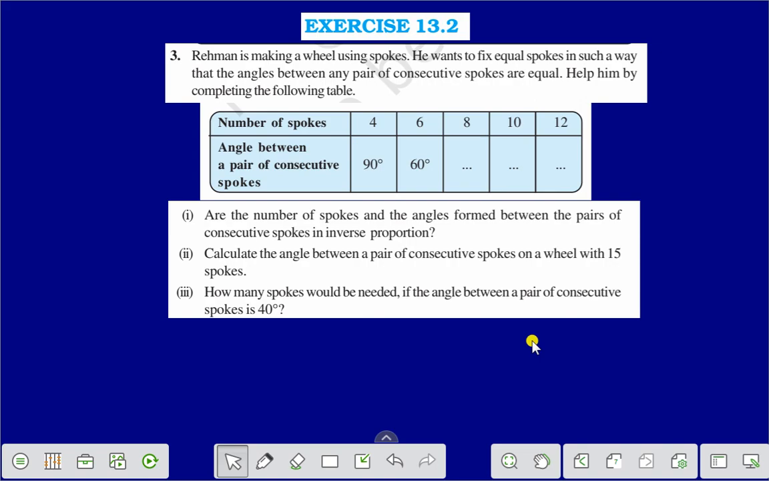Today we'll discuss exercise 13.2 question number 3. Rahman is making a wheel using spokes. He wants to fix equal spokes in such a way that the angles between any pair of consecutive spokes are equal. Help him by completing the following table. Number of spokes: 4, 6, 8, 10, 12.